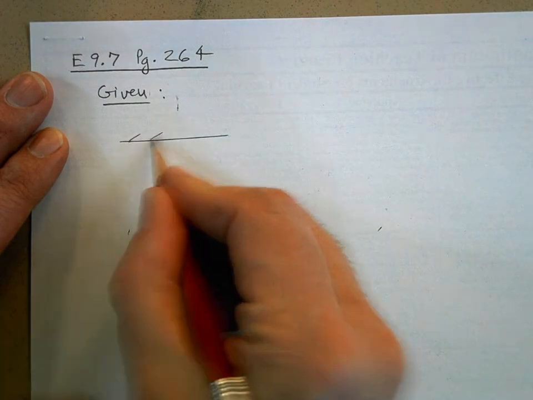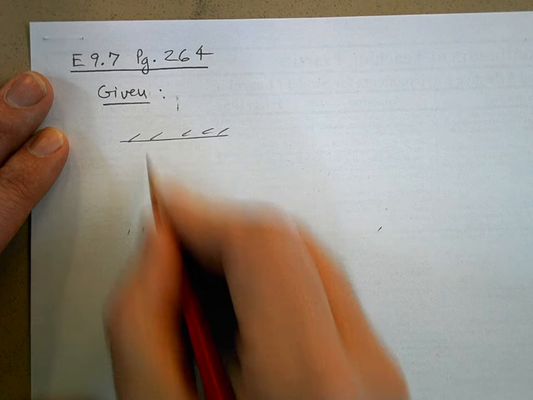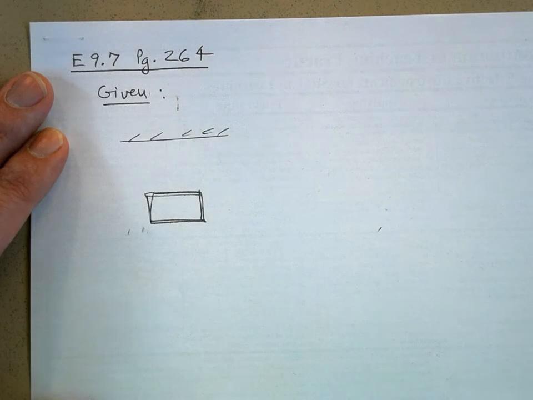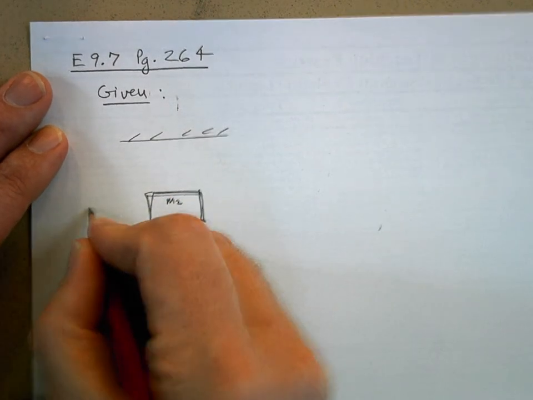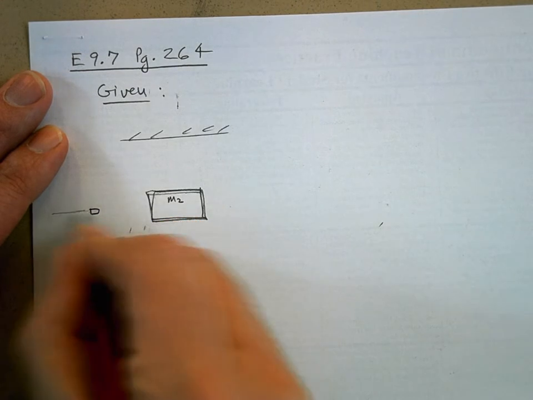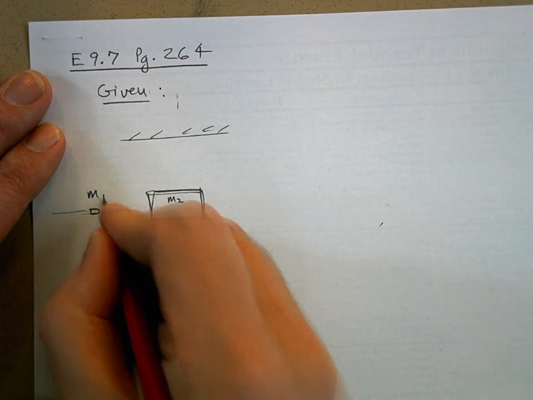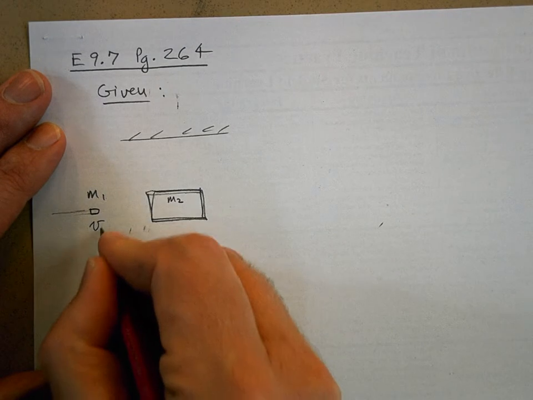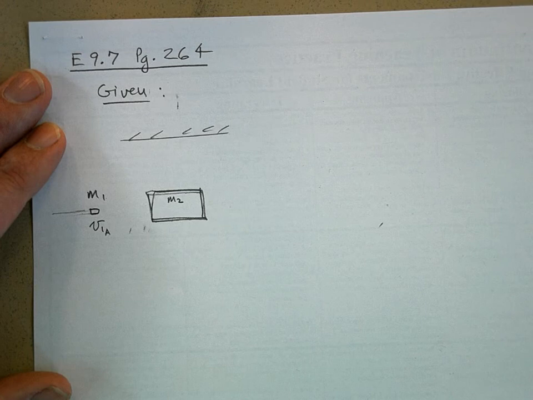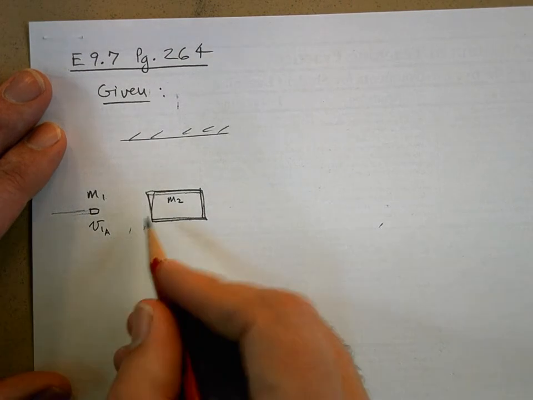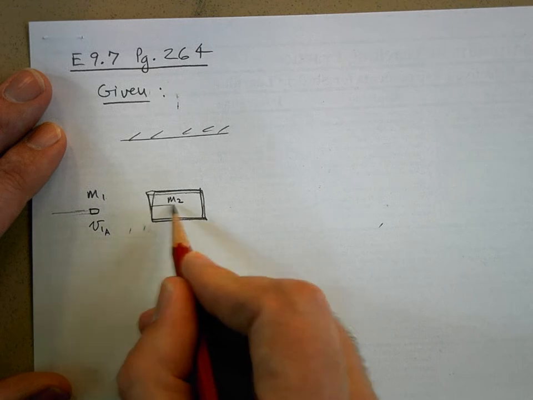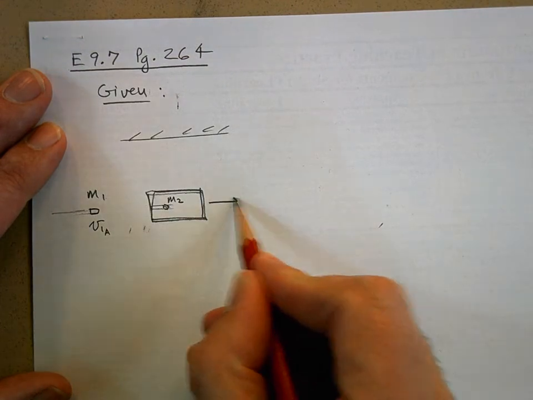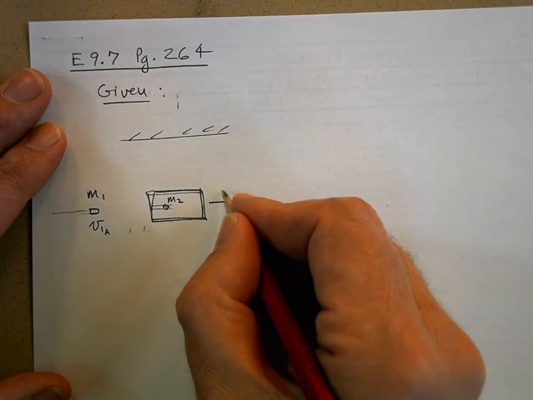Here's the ceiling, and here's our block of wood. We'll call that, as the book did, M2. Here's a bullet, and it's moving towards the block. We'll call that M1, and we will call this velocity V1. I guess we'll call that A. That's what the book did. And then it fires into the block. It impacts the block, and it gets stuck in that block. And now the block is given a certain velocity, and we'll call this velocity B.